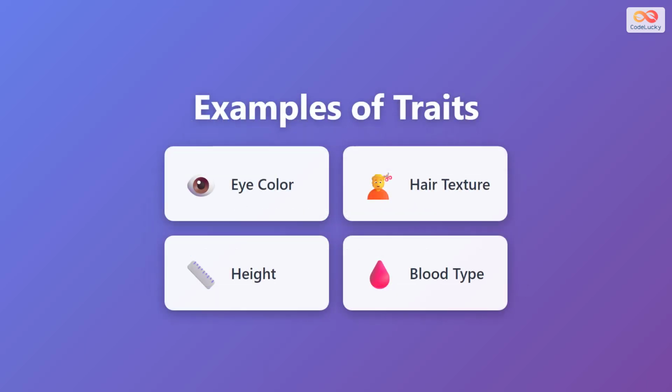Genes control a wide variety of traits in living organisms. For example, genes determine your eye color, whether you have brown, blue, green, or hazel eyes. They influence your hair texture, whether it is straight, wavy, or curly. Genes also play a role in determining your height, making some people tall and others short. Even your blood type, whether it is A, B, or O, is determined by genes.